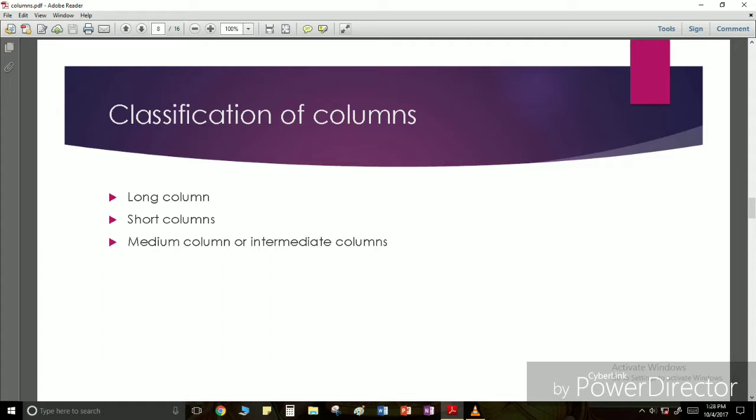Classification of columns. Columns are classified into 3 types: long columns, short columns, and medium or intermediate columns.